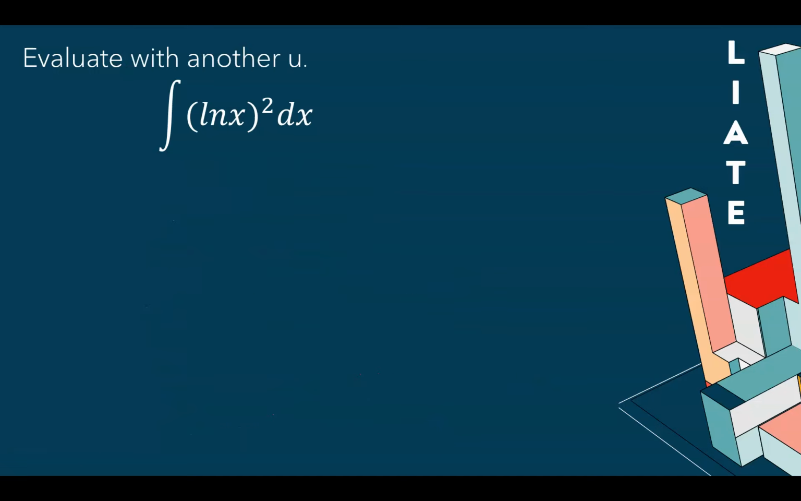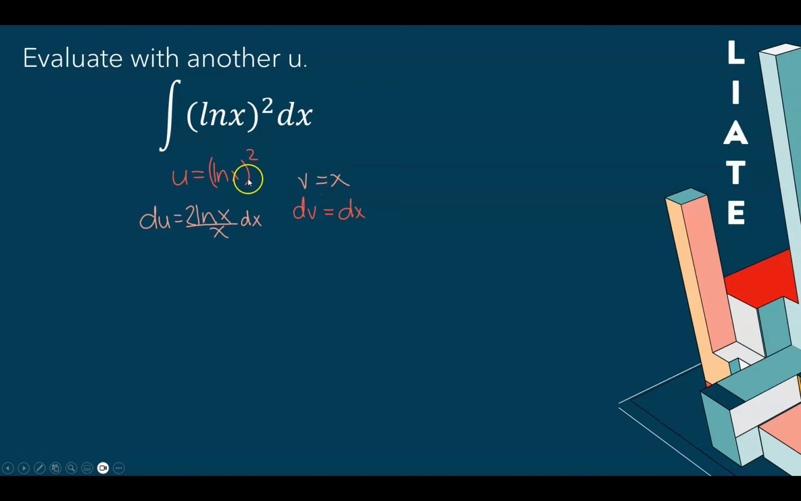But there's another way to do this one. So if you say u is equal to natural log all squared, it actually works out. So in this case, u is natural log of x squared. Chain rule would be 2 times natural log times the derivative of natural log of x, 1 over x. And if dv is dx, then v is equal to x.